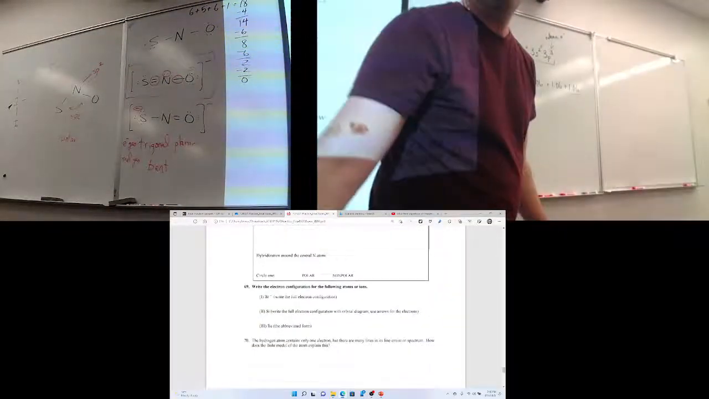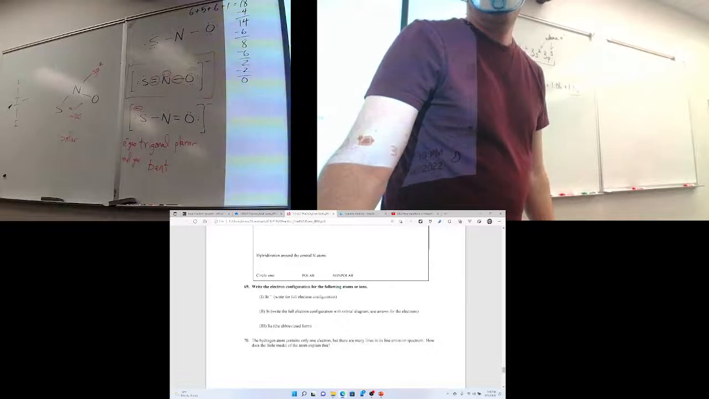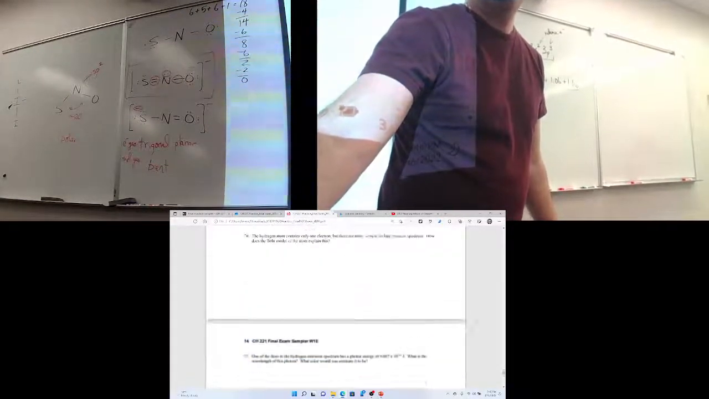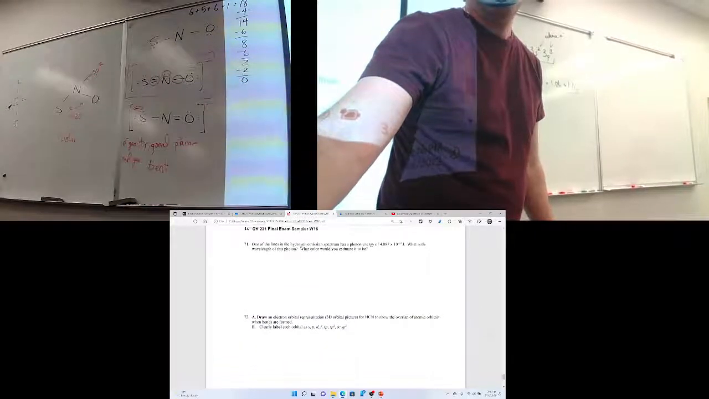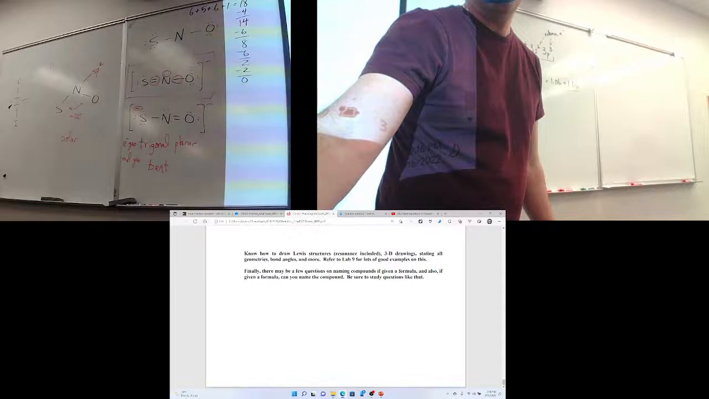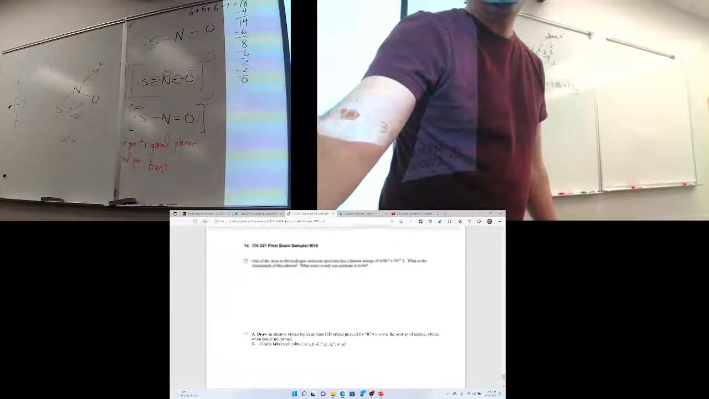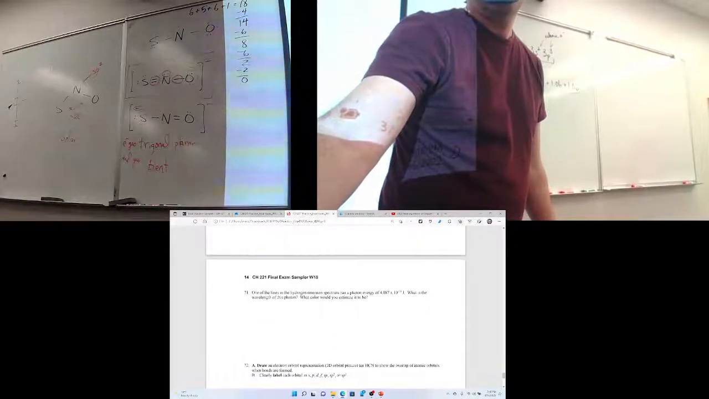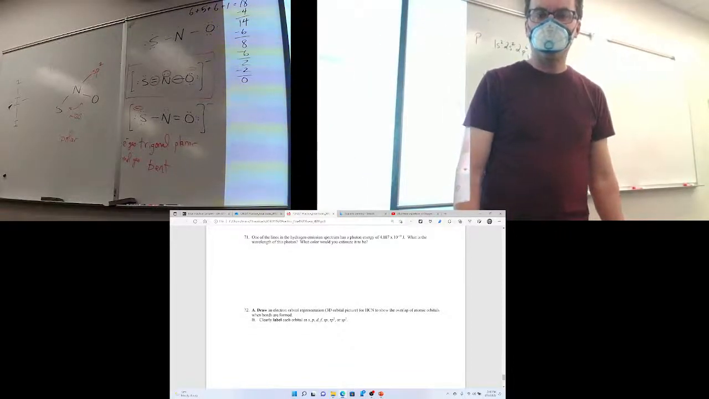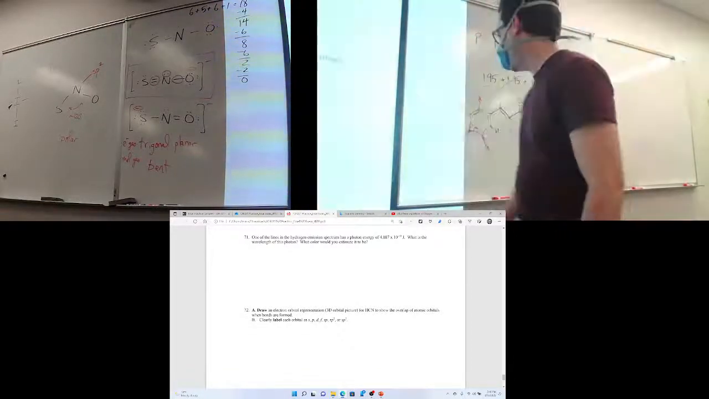I think we're done. Electron configuration. This is all old stuff. All right, I think. Oh, draw an electron orbital representation for HCN. We can do that very quickly.